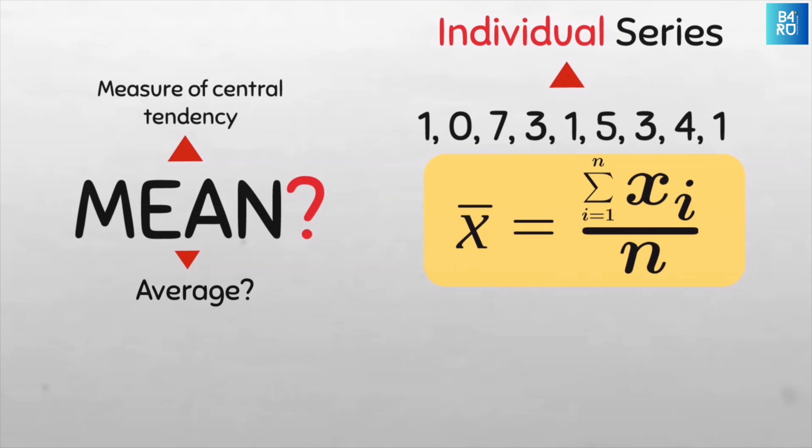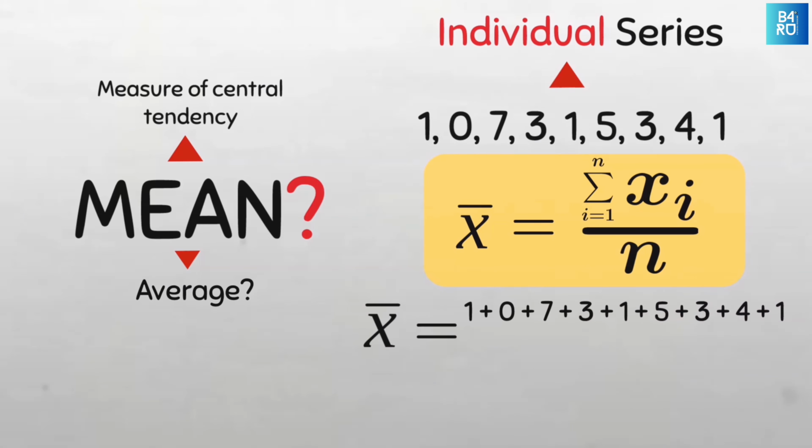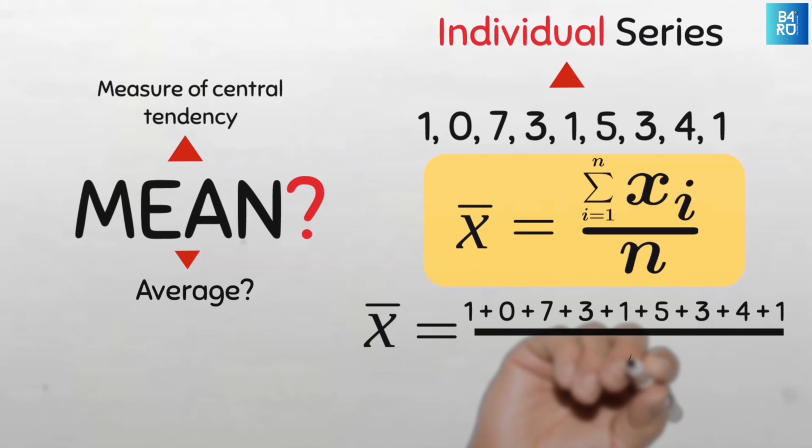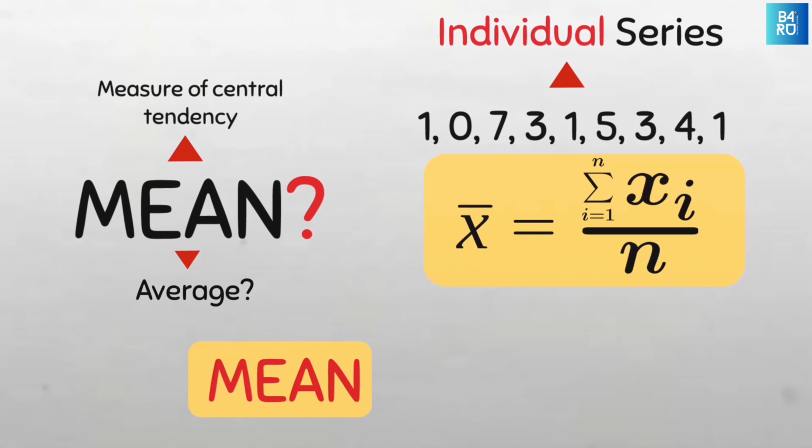So all these data values represent our x sub i, and our summation of x sub i will then be the sum of all these data values. So we simply sum all the values together to get our numerator. And then we divide by n, the number of values, which is 9. And this will be 25 divided by 9. And so our mean is 2.7. Easy peasy. Let's do this.